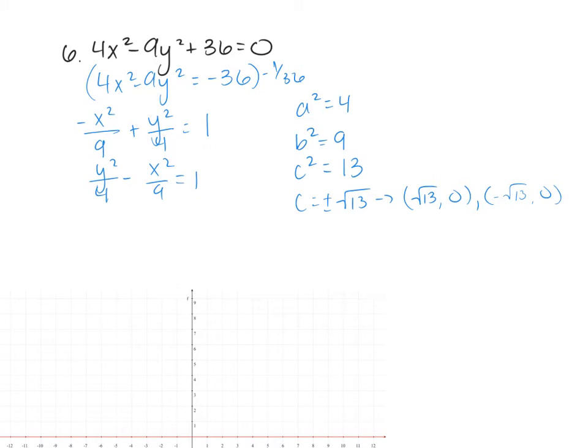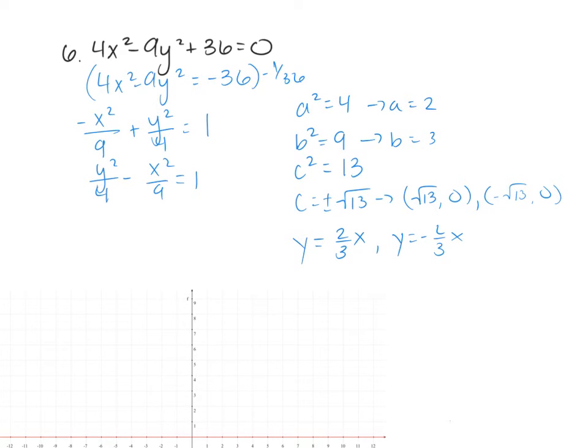Okay, and then my asymptotes, now notice that the a squared term always goes to the positive term, and the positive term is y squared. So it's going to be our second equation. So we've got y equals a over b, so that's going to be 2/3 x and y equals negative 2/3 x.